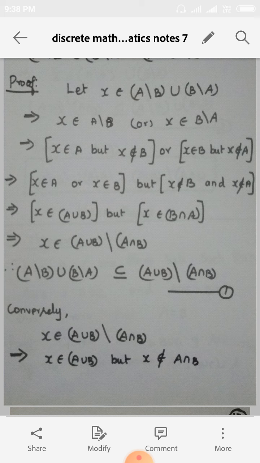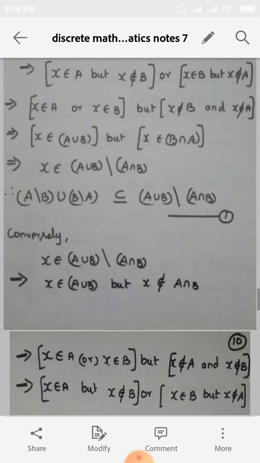That is, x belongs to A or x belongs to B. That is, we have to write the converse part: but x does not belong to B and x does not belong to A. This can be written as x belongs to A union B but x does not belong to A intersection B. There is the converse. Therefore, x belongs to A union B difference A intersection B.